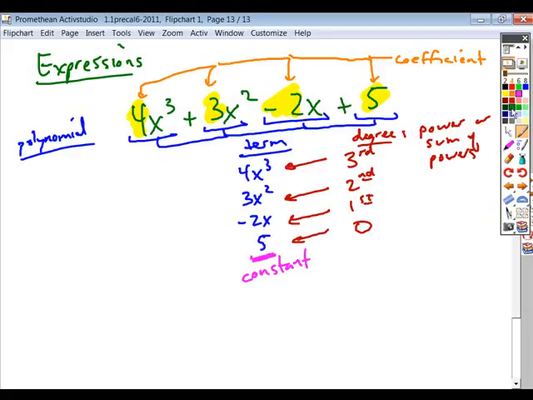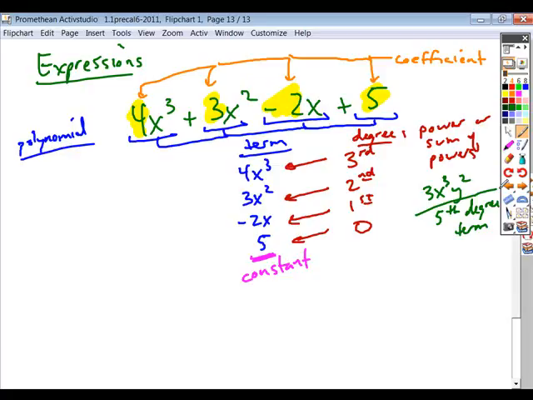Now let's talk just a second about the sum of powers. What that means is if I gave you a term like 3x cubed y squared, the degree of this term is going to be the sum of its powers. So 3 plus 2 gives you 5. This is a fifth degree term. Again, this is just some terminology. Hopefully you've been exposed to this before.